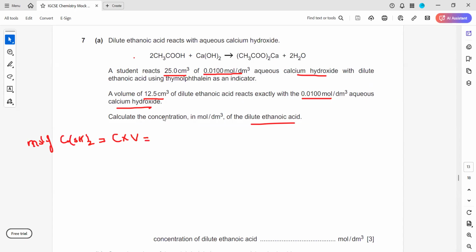What is the use of Avogadro's constant? Avogadro's constant shows that 1 mole of any substance contains 6.02 times 10 to the 23 particles. So if you need the number of particles, you multiply the moles by Avogadro's constant and you get the number of atoms or molecules. So if they ask, 0.01 times 12.5 divided by 1000, what is the answer? 0.01 multiplied by 12.5 divided by 1000 is 0.00125.